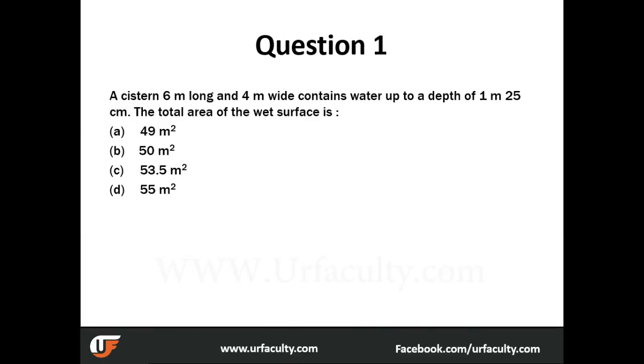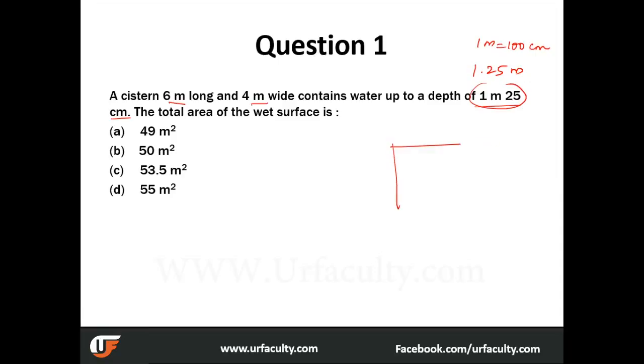So we'll start with the first question. A cistern 6 meter long and 4 meter wide contains water up to a depth of 1 meter 25 centimeter. So they are all in meter. This one alone is in 1 meter 25 centimeter. The total area of the wet surface is, first step, let's convert this 1 meter 25 centimeter into meter. It's 1.25 meter. 1 meter is equal to 100 centimeter, right? So this is 1.25 meter.